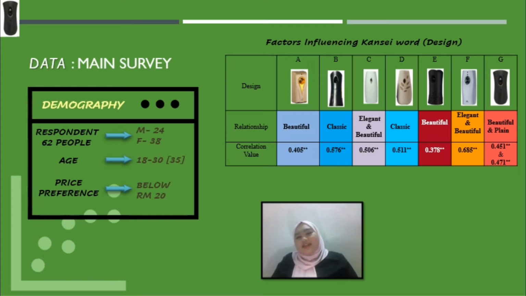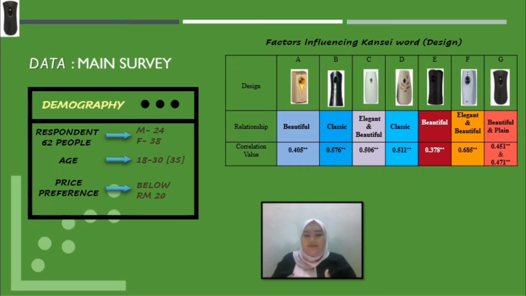The table above shows the factors influencing KANSEI words regarding the design of the air freshener casing. The table is a summary of the relationship between KANSEI words for all designs that have been selected. Through all this, each design has its own representative KANSEI words that express the emotion from respondents.